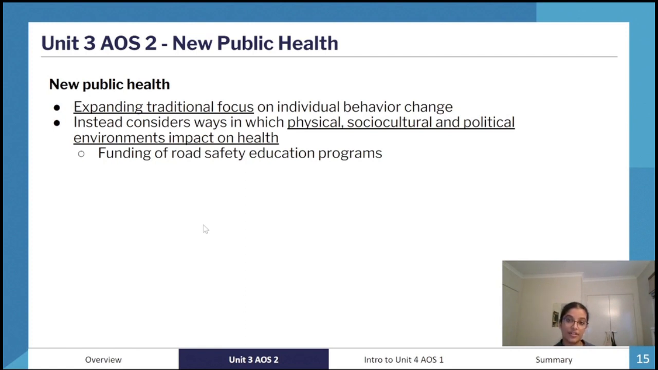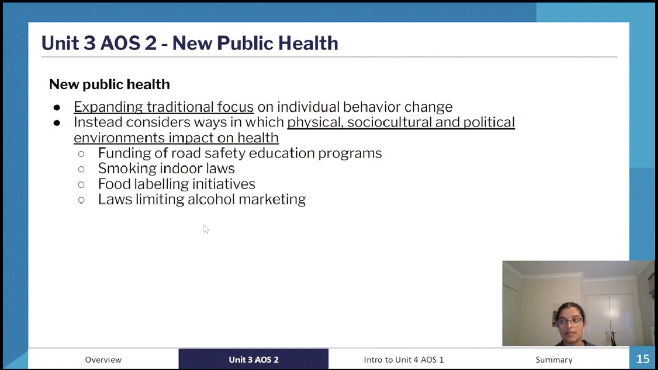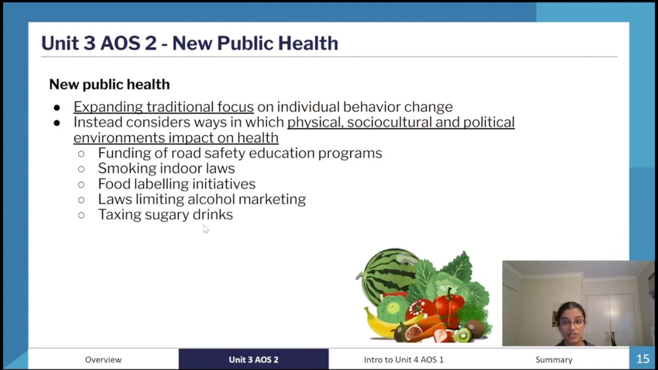Examples include road safety education programs, laws about smoking indoors, food labelling initiatives, laws limiting alcohol marketing, and taxing sugary drinks. The government has played a huge part in this in terms of creating laws, implementing programs and funding them, and other organisations as well. It's all about ensuring that there's less friction to make good choices.